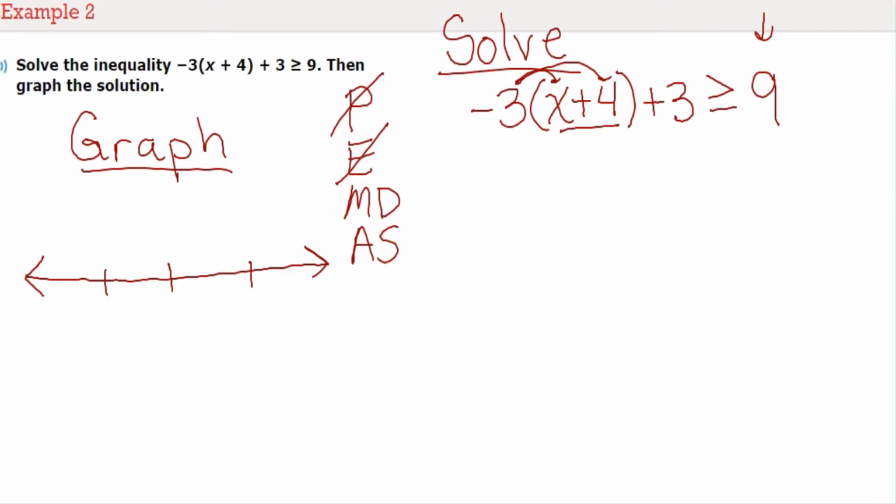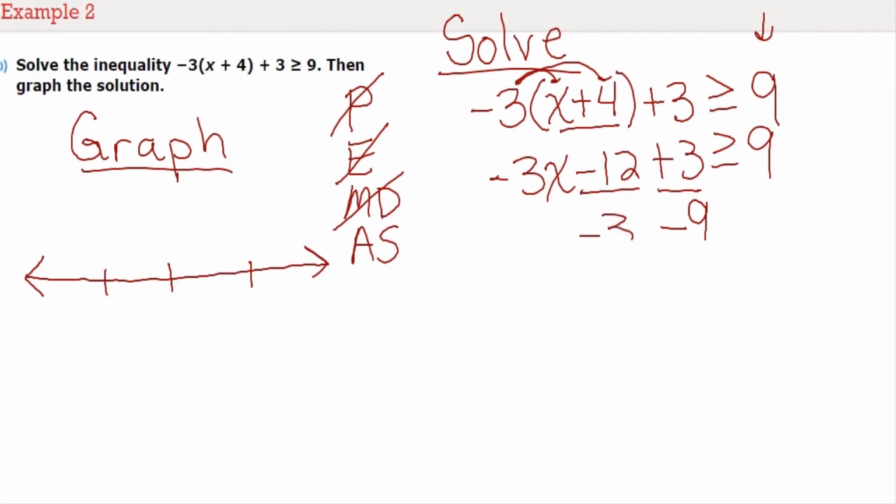We have no exponents, and now we have to do multiplication and division. So that means we have to distribute. Negative 3 times x is negative 3x. Negative 3 times positive 4 is negative 12. Then we bring everything else down. Now we move on to addition and subtraction. Our like terms are negative 12 and positive 3. When we combine those, we get negative 9. Now I'll bring everything else down, so everything is completely simplified.